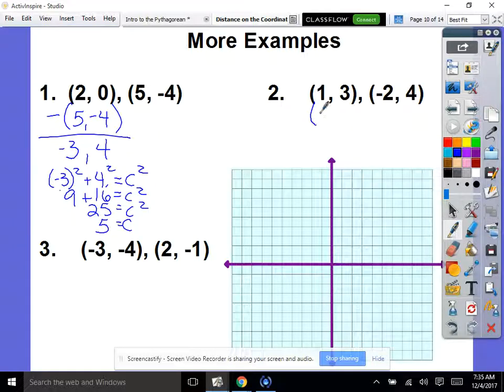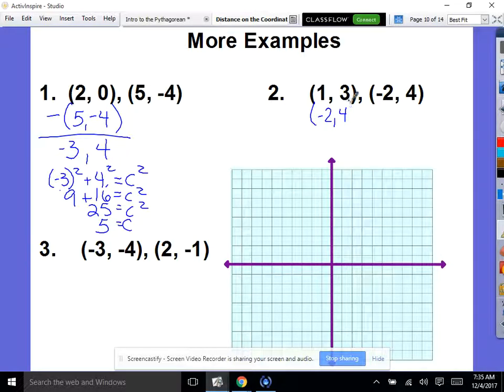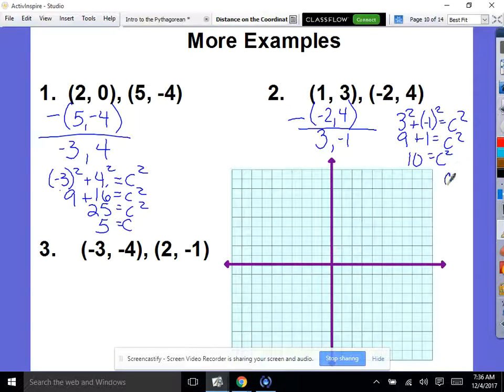All right, let's do this. (-2, 4). We subtract: 1 minus -2 is 3. 3 minus 4 is -1. So we have 3 squared plus negative 1 squared equals c squared. 9 plus 1 equals c squared. c squared equals 10. So c equals 3.2. And I'm not going to draw that one out.